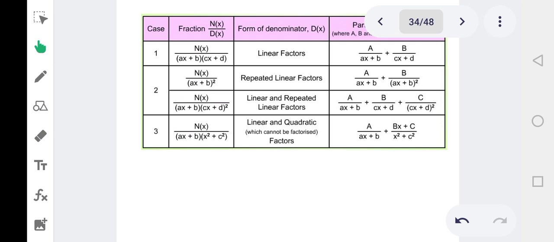So the first rule, we have got nx over ax plus b times cx plus d. So imagine that n is any numerical value. It's a coefficient of x. So the coefficient n can be any number here, like 6x. So imagine that this is a number, and this is a variable. And also imagine that a is a number, b is a number, c is a number, d is a number.